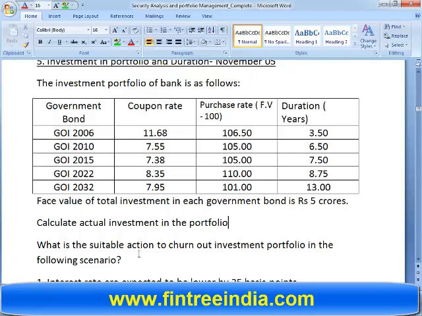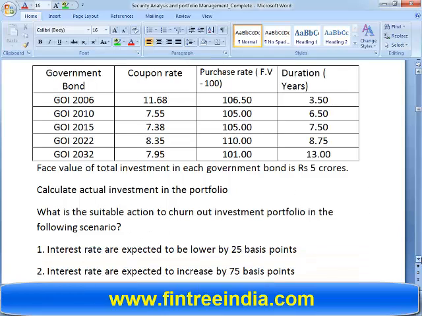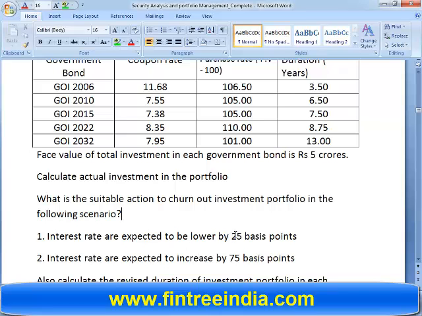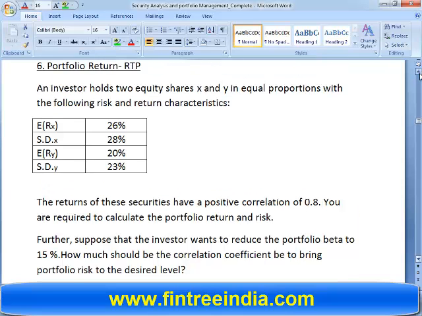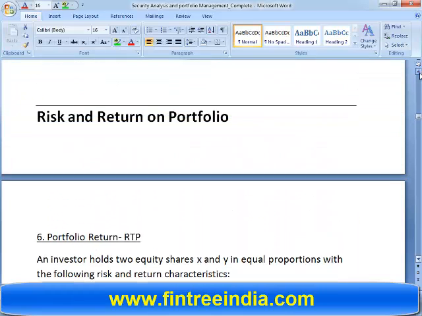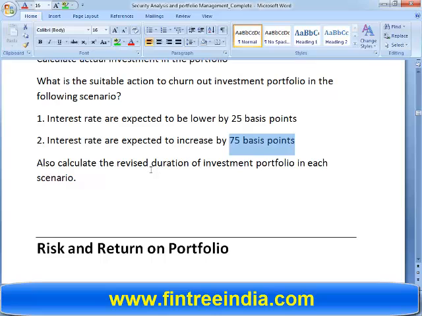Number 2, what is the suitable action to churn the investment portfolio in the following scenarios? Scenario 1, interest rates are expected to be lower by 25 basis points. And scenario 2, interest rates are expected to increase by 75 basis points. Then it says also calculate the revised duration of the investment portfolio in each scenario.